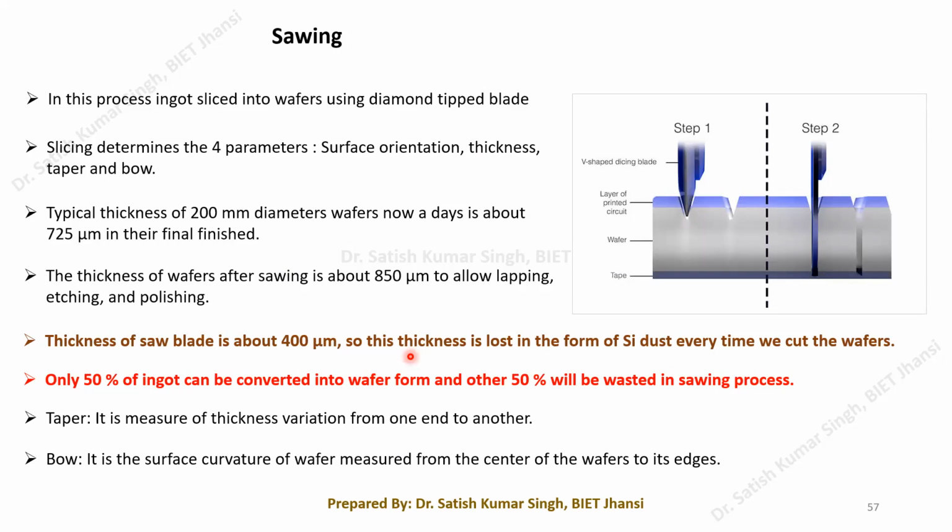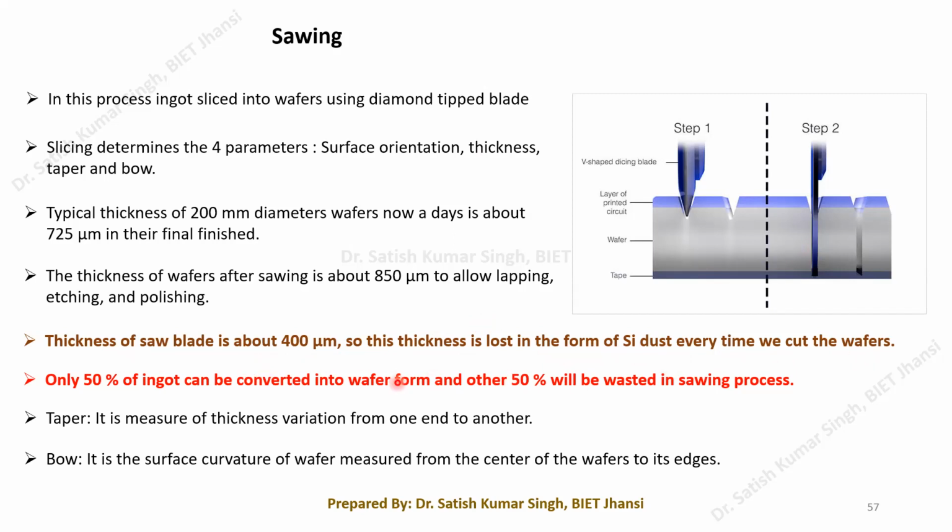Fine. So that will take place. There will be a loss of material. Typically, the thickness of the sawing blade that we are going to use for cutting the wafers is about 400 micrometers. You can remember that whenever we cut the wafer, we are going to lose 400 micrometers thickness of your ingot. That's why we are writing here that the thickness of the saw blade is about 400 micrometers. This thickness is lost in the form of silicon dust every time we cut the wafer.